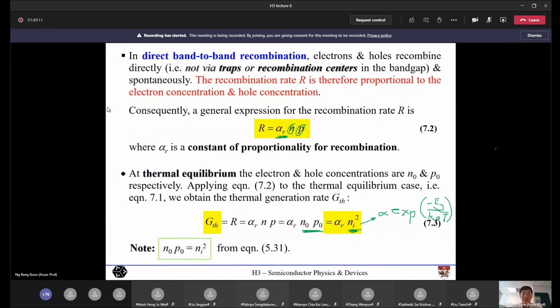And this is in fact independent of the doping type in the semiconductor, right? Because in this expression we do not have the doping effect here. It's just n_i, so it's the intrinsic behavior of your semiconductor.